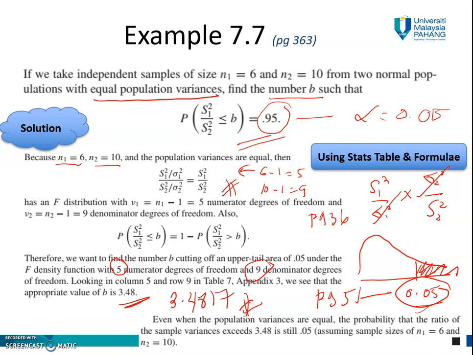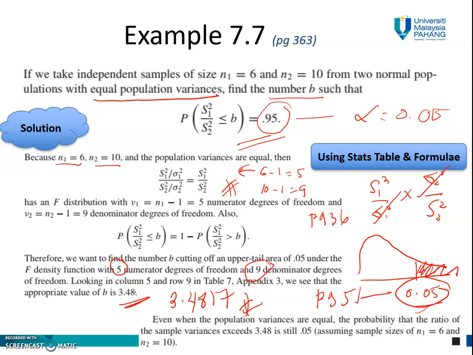But here the most important thing is to understand that from these two random variables, one from a chi-square distribution with n minus 1 degrees of freedom, and the other also from a chi-square distribution with n minus 1 degrees of freedom, when you divide these two, you get the F distribution. That's the most important thing you must know. This example you have done before in applied statistics. So even when the population variances are equal, the probability that the ratio of the sample variances exceeds 3.48 is still 0.05, assuming the sample sizes are these. So here B is 3.48.